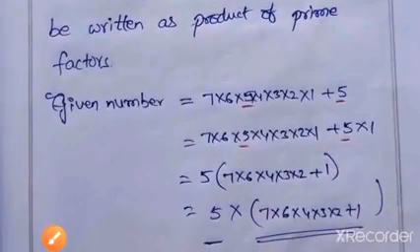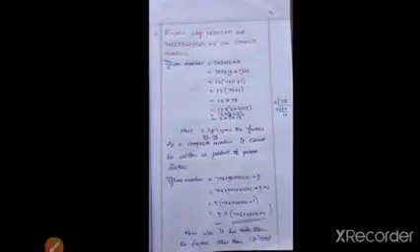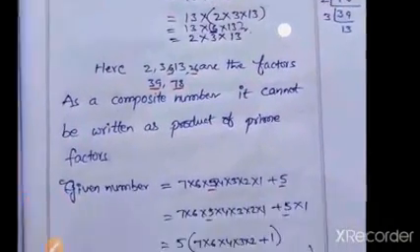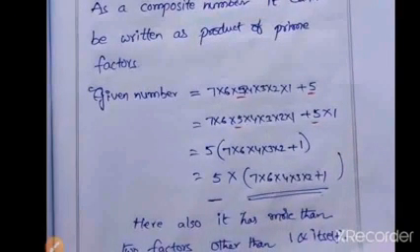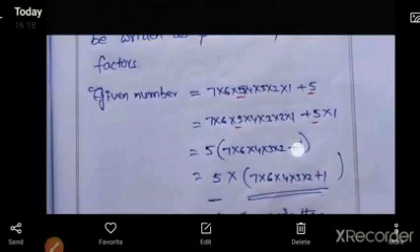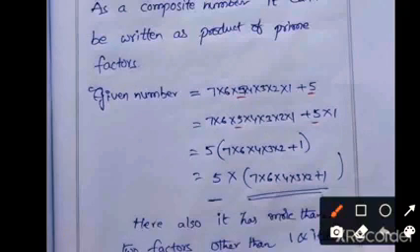And then another sum in the same way, that is, the given number 7 into 6 into 5 into 4 into 3 into 2 into 1 plus 5. Here it is 7 into 6 into 5 into 4 into 3 into 2 into 1 plus 5 into 1. Here 5 is common in both terms. So 5 is written here, and 7, 6, 5, 4, 3, 2 and 1, and this one is like this here.